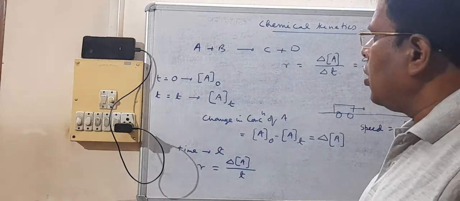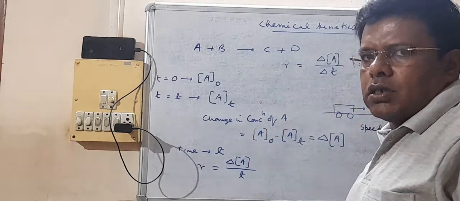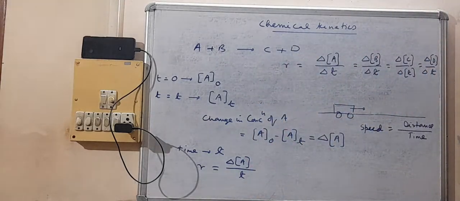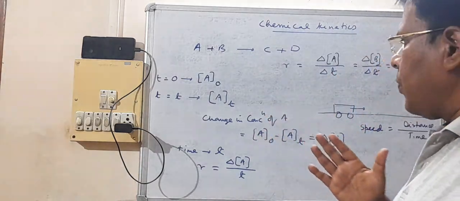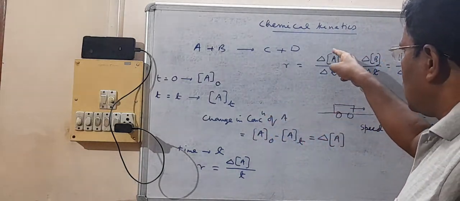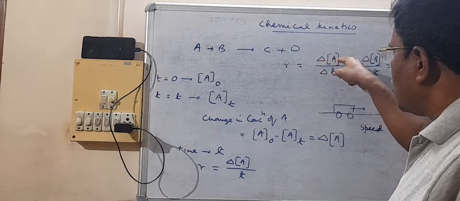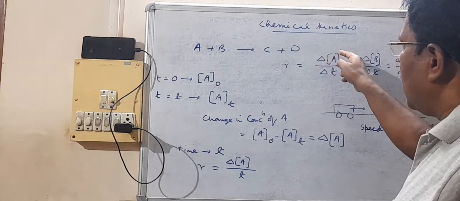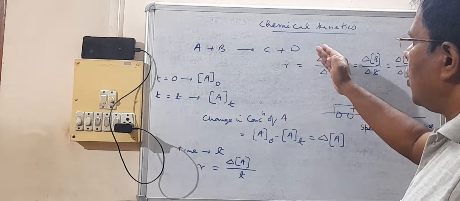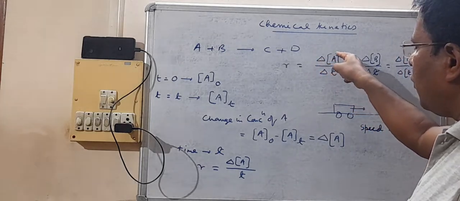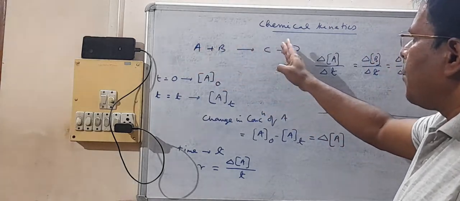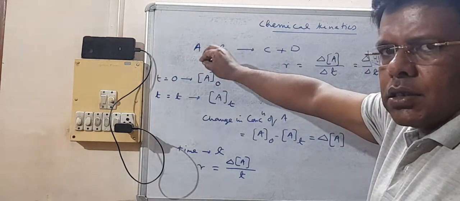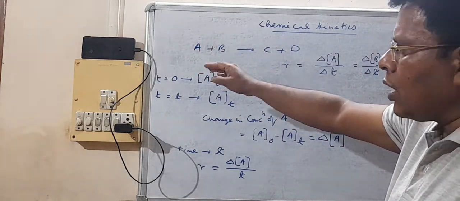But in science we always calculate change in this way, final minus initial. So this change, delta A, final minus initial, will be negative, because as the reaction happens, the reactants' concentration will keep on decreasing.